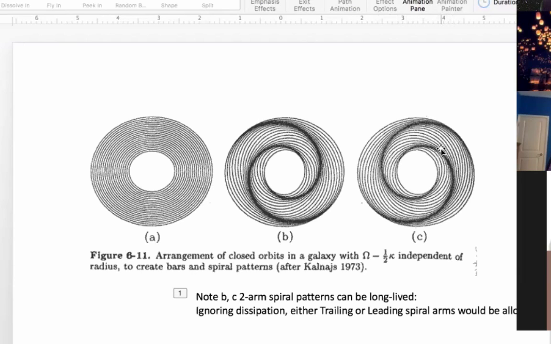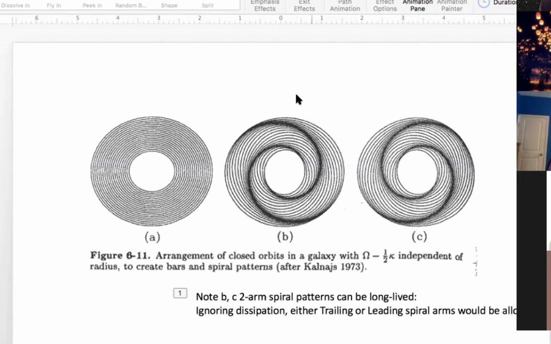Now, if we included gas in this picture, the gas clouds are big, squishy interstellar gas clouds. They're going to actually collide with each other at high velocities and produce shock waves. The stars are so small, they don't actually collide. So all of these are possible, that you could have long-lived patterns like this in a galaxy with a realistic rotation curve, like I showed you here.